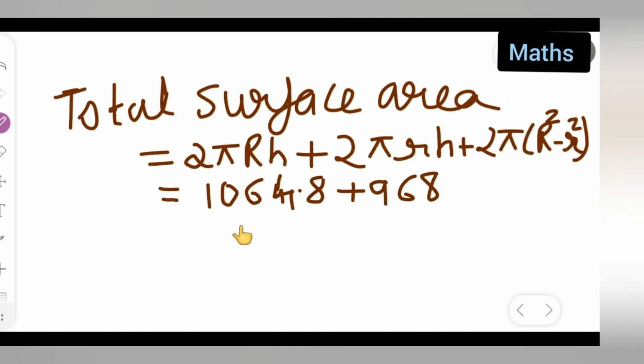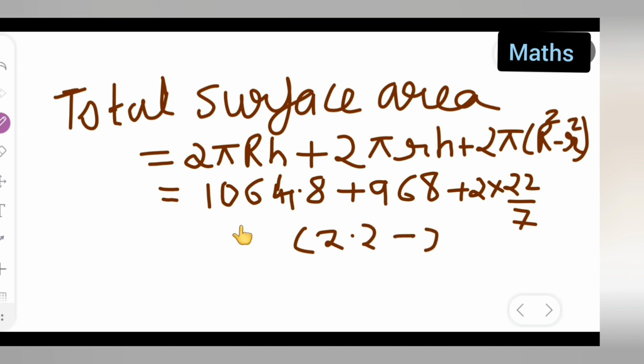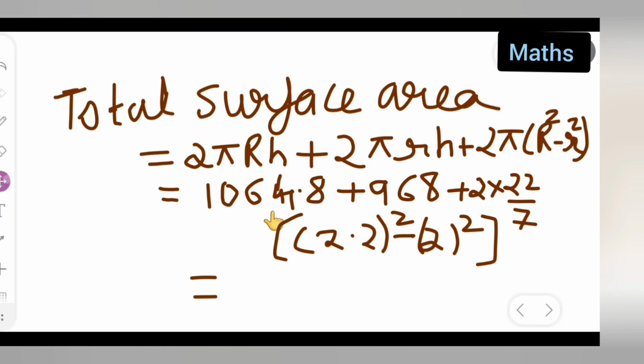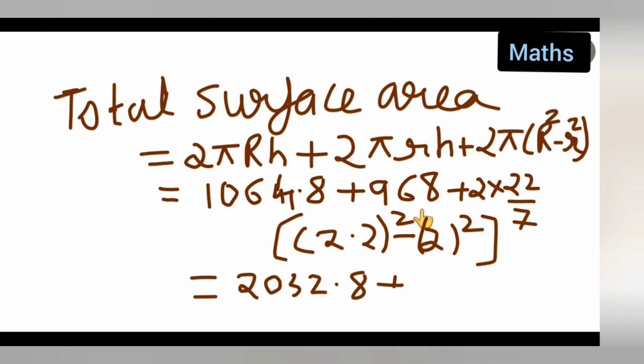Over here. Then plus twice, what is the value of pi? 22 upon 7. After that, what is your capital R? Capital R was 2.2 minus small r was 2, square, right? Here also it was square and in the bracket. So now what you'll have to do is add these two numbers first. 1064.8 plus 968. Answer you will get 2032.8 plus, what you'll have to do is multiply this 2, you will get 44 upon 7.